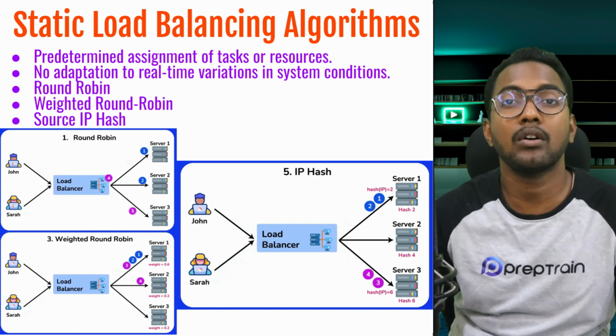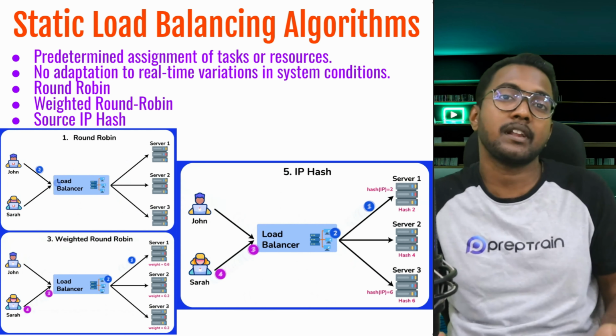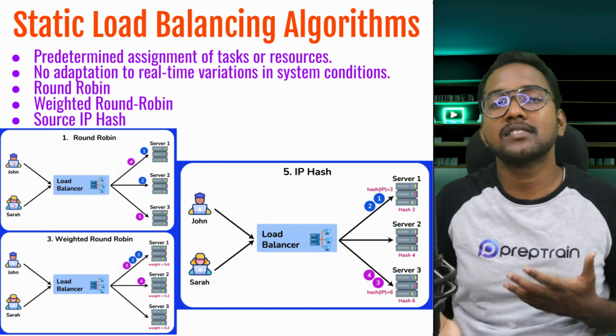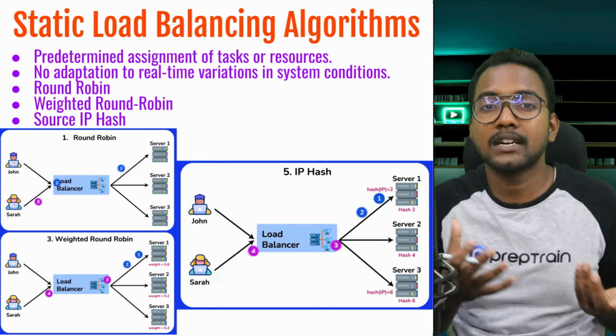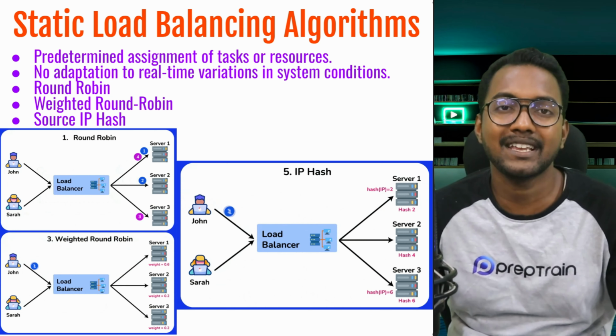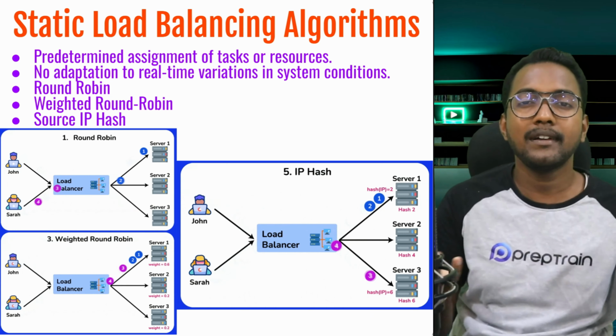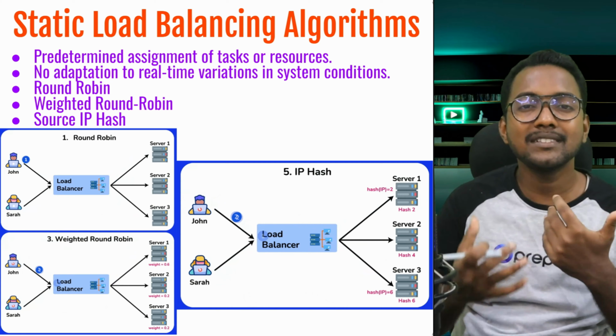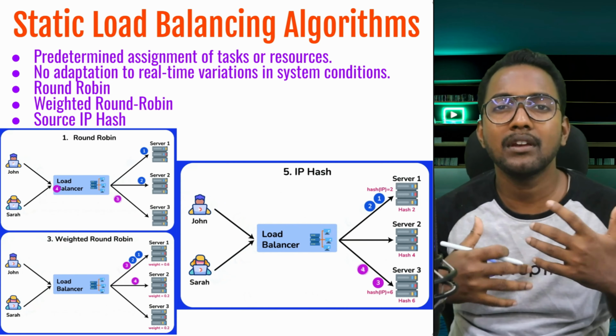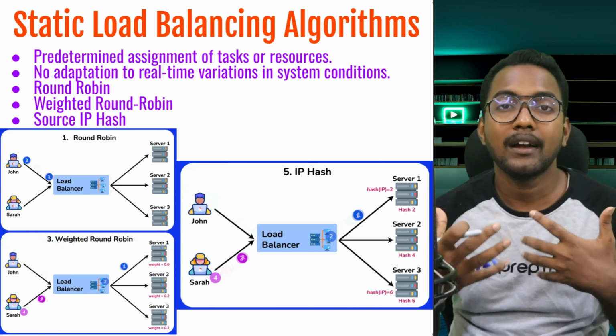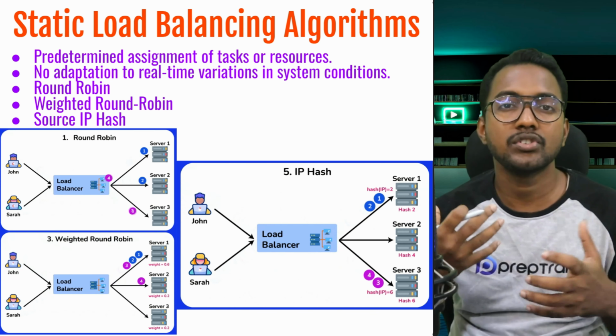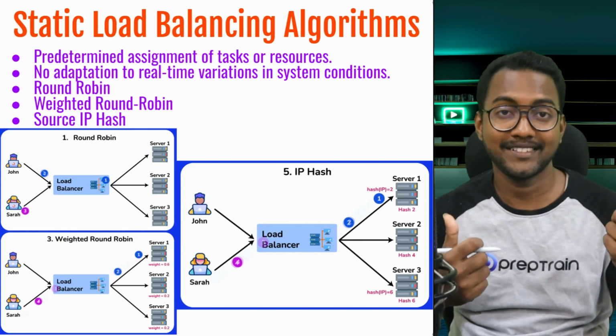So this output determines which server handles the request. It ensures that client requests are consistently directed to the same server, which can be useful for maintaining session data. These techniques are straightforward but may not handle dynamic changes effectively, which leads to dynamic load balancing.